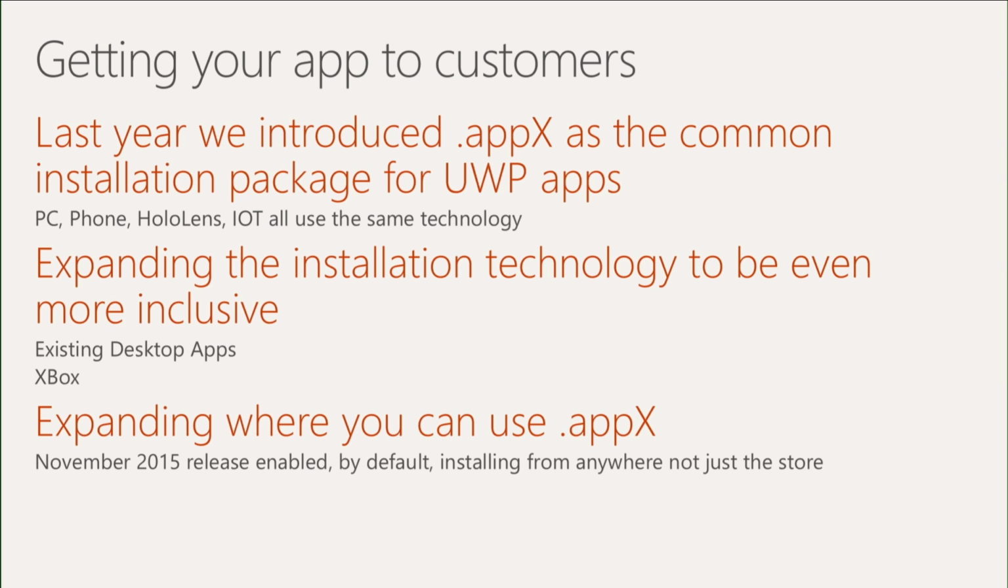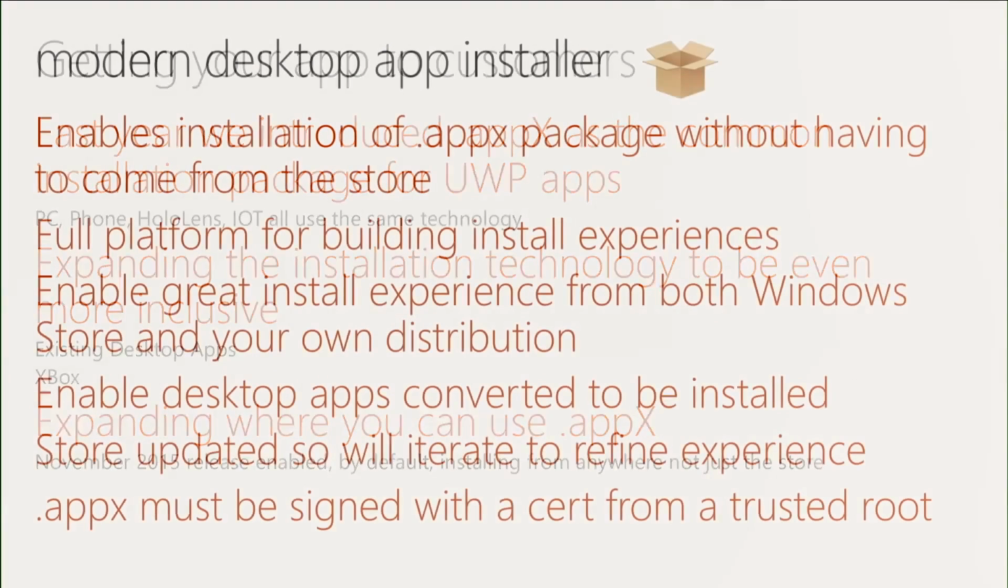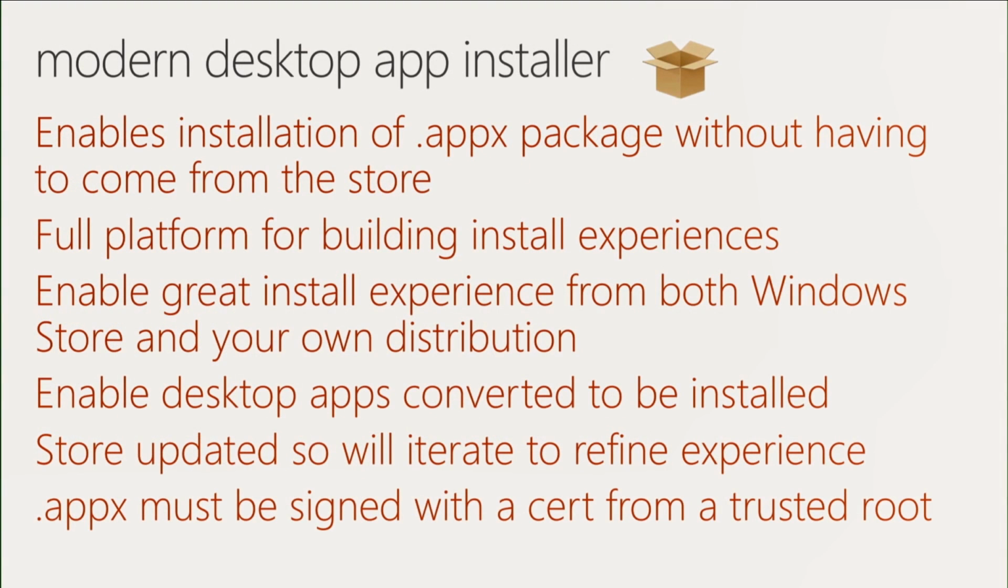And now you can double click on an Apex to install it. That's really nice, it makes it much easier in enterprise sideload scenarios to do casual distribution of apps. They do have to be signed, so Apexes have to be signed with a trusted certificate. You need to get a signing cert and use that to sign the package. Or you can self-sign if you install your root cert on the devices where it's going to be installed. This is the modern desktop app installer. We were going to call it the modern software installer, MSI, but unfortunately that one's already been taken.